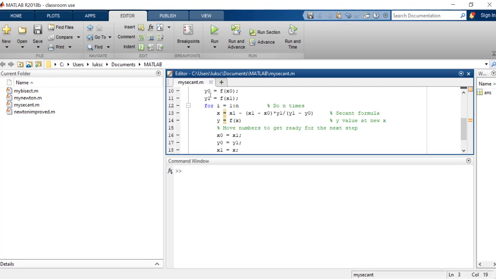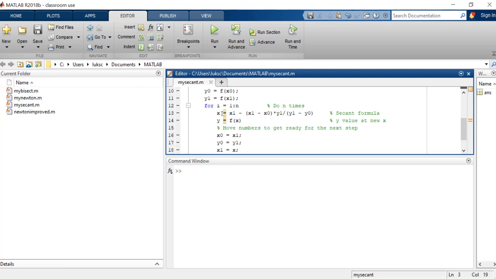First, we put in y0 and y1 by evaluating the function at x0 and x1, our starting guesses. Then we do the loop n times, so for i equals 1 to n, and we enter the secant formula: x equals x1 minus an approximation for the derivative. Remember, the Newton method was y over the derivative of y. This time it's y over an approximation to the derivative of y. And then y is f of x.